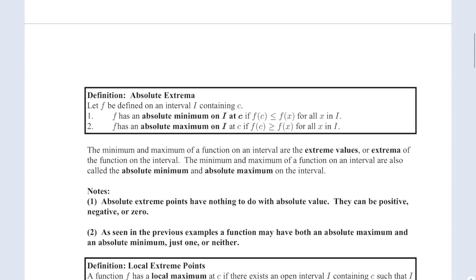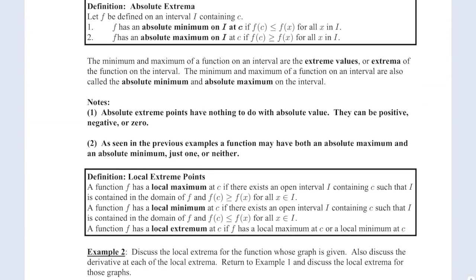All right, let's look at the next definition. So this is a formal definition of absolute extrema. So this says, let the function be defined on an interval I containing c. So c is an x value.